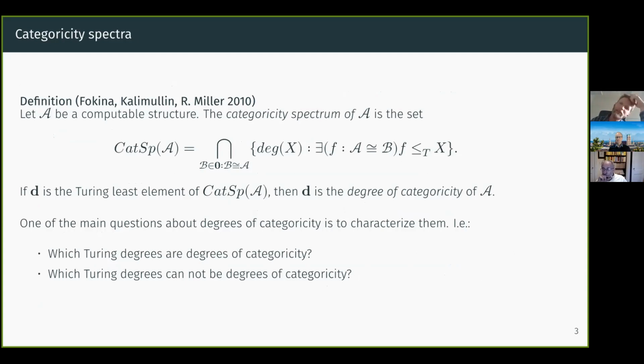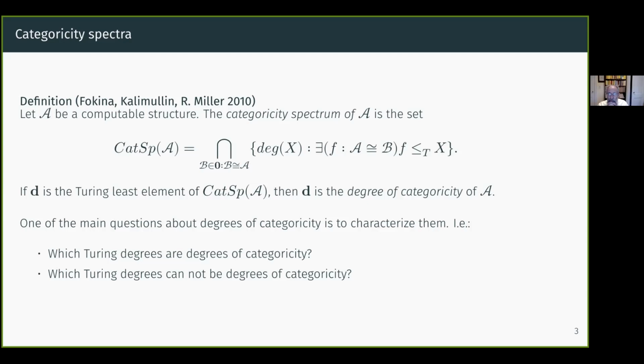Computable categoricity more recently has been refined, namely by starting degrees of categoricity. So let A again be a computable structure. Then the categoricity spectrum of A is the set of all the degrees that compute isomorphisms between all computable copies of the structure. Basically I take this big intersection of all the degrees that compute isomorphisms between all computable copies of the structure A. This categoricity spectrum of A might have a least element, and if it has a least element, then we call this least element the degree of categoricity of A.